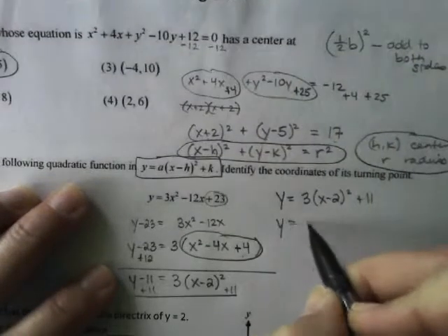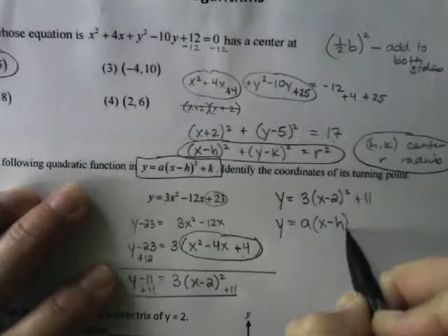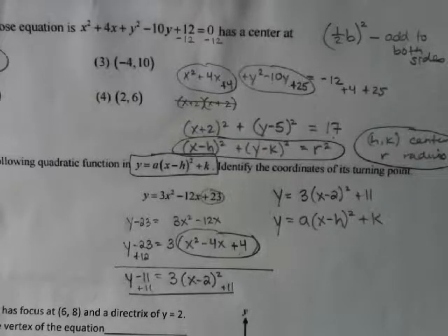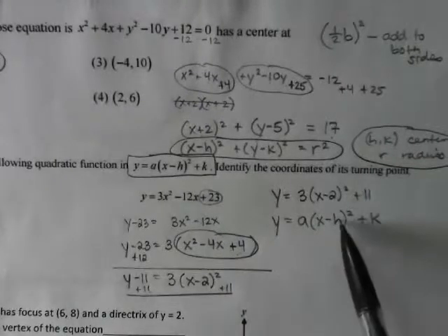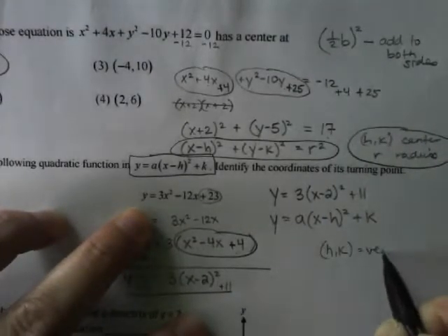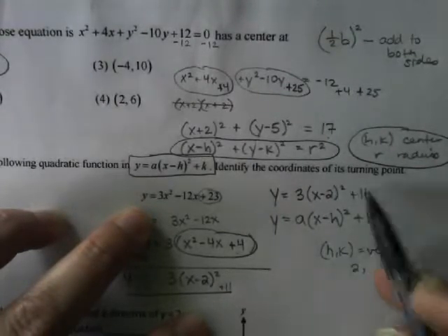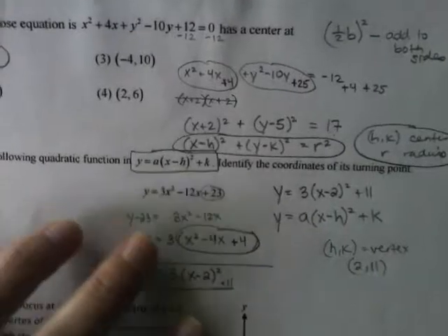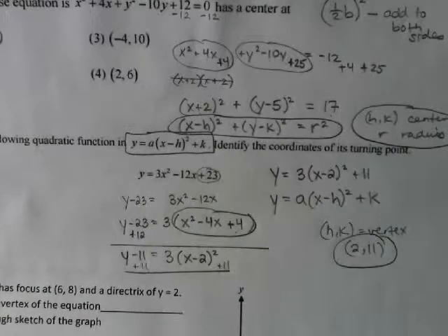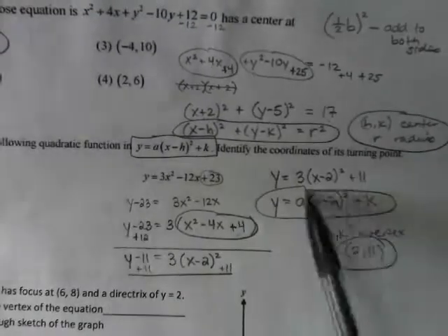Now again, I'm going to line that up exactly above the generic format. And like HK was important for our circle, HK is important for our parabola. It's our vertex. So the h is a 2. HK equals your vertex. In this case, it's 2, comma, and our k is 11. So the coordinates of your turning point are 2, 11. Any questions on that? It's kind of nice to see those two side by side, because they're both kind of the same idea, but obviously different formats for circles and parabolas.